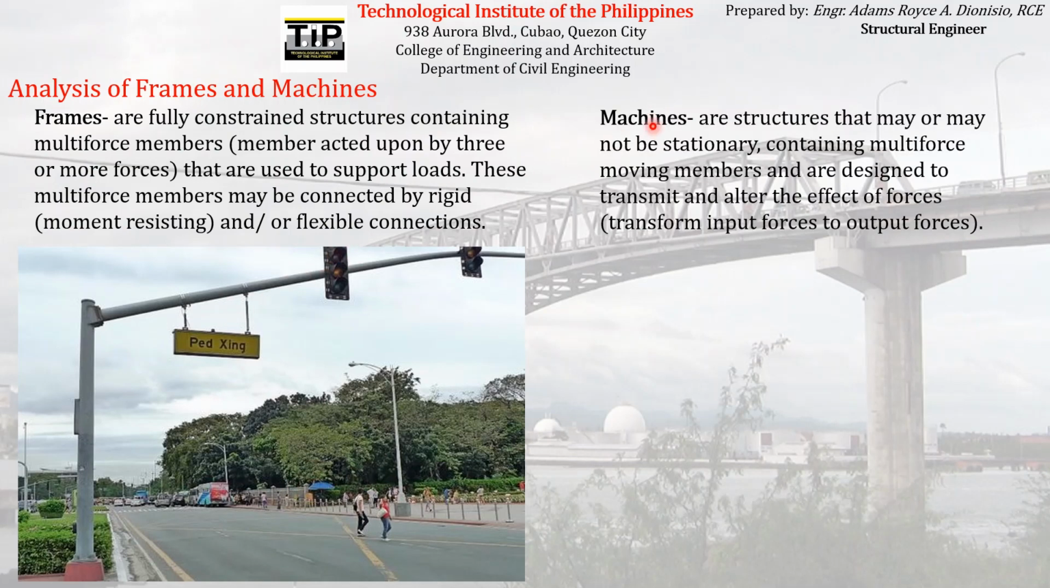Next is machine. So ano naman yung machines? These are structures that may or may not be stationary, containing multiple moving members, and are designed to transmit and alter the effect of forces or to transform input forces to output forces. So ano naman yung kaibahan ng machine sa frame? Ang frame, most of the time, stationary. Ang machine, pwedeng stationary siya or pwede rin hindi. Pero most of the time, hindi to stationary, movable.